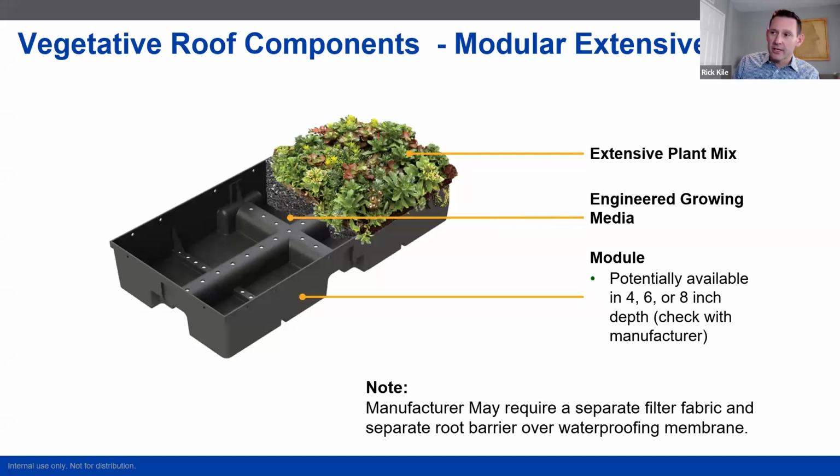Depending on the manufacturer, you have maybe a number of different depths available. And it's always good to coordinate the layers beneath the module. So at Siplast, if it's over an asphaltic membrane, we require a root barrier and then a filter fabric beneath the module. That might not be the case over a single ply membrane, or we wouldn't require a root barrier over PMMA, but it's always good to work with the manufacturer to understand what's required.